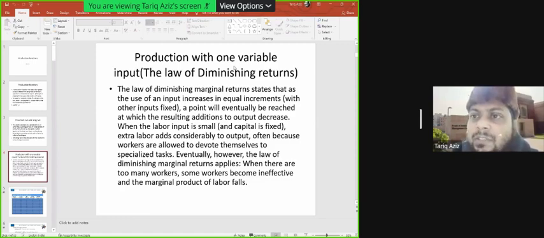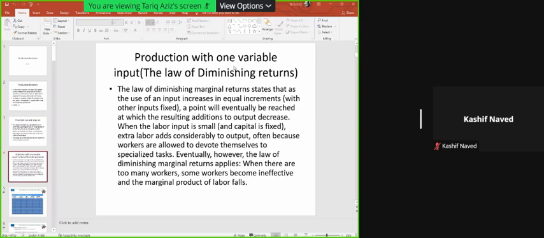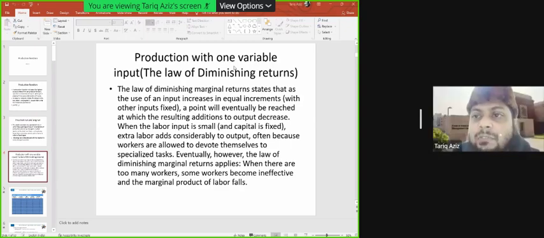He may hire one more, three workers for the same land, then four, then five, then six, then seven, then eight. After some point, a time will come when the contribution of an additional worker will become zero, or even negative. Say, for example, after 5 workers, if we hire a sixth worker on the same land, then the output will not increase.